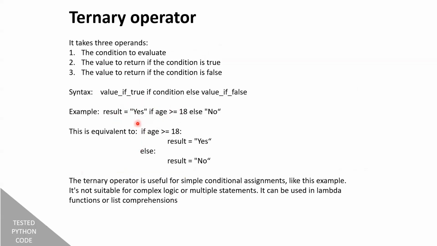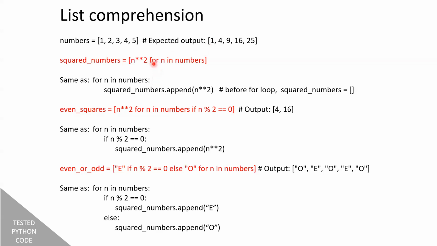So combine them: for n in numbers, n is the iterable, the for loop. Then n square, n to the power 2. So every n has to be squared inside the list. Interesting, right? Okay, squared numbers.